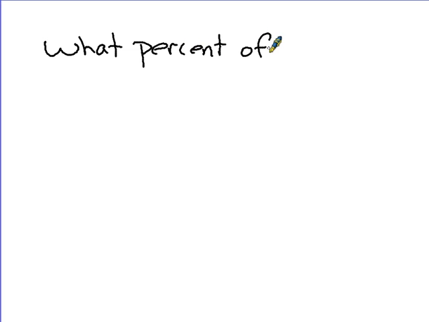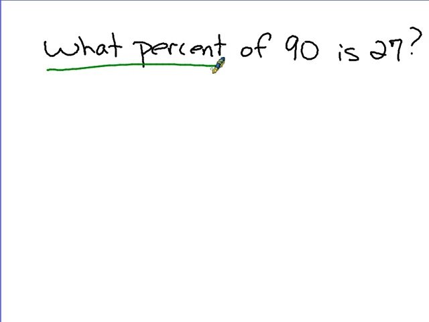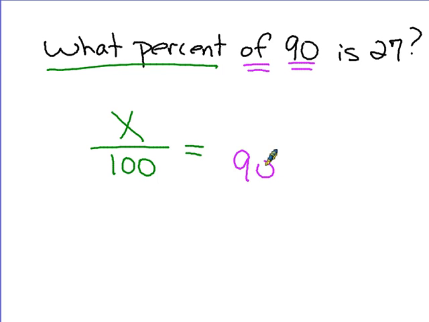Another example would be, what percent of 90 is 27? So in this example, what I don't know is my percent. And so that's where my variable, my unknown, is going to be. And percent is always out of 100. So then I go back to what we were talking about a moment ago. I see my of, that's my whole amount, so out of 90. And my part is 27.